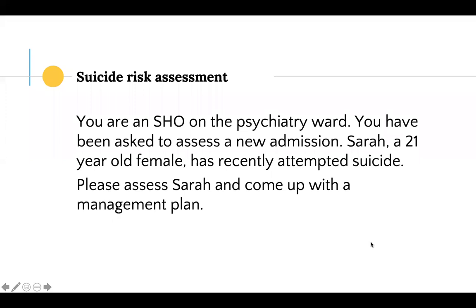Previous attempts, risk factors for suicide. Yeah, Stephen, that's really good. Previous attempts is definitely a big risk factor. Anyone else? Family, friend, support network. Yeah. Guilt, plans. They were planning. Family history. Yeah, all really good, guys.